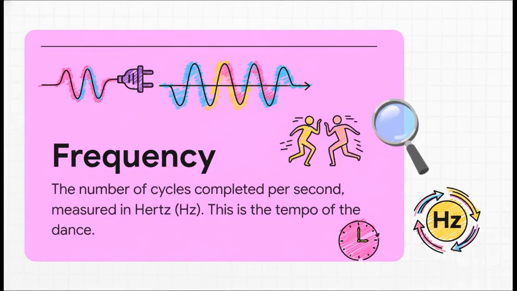Next is frequency. This tells us how many of those back and forth cycles we just saw happen every single second. We measure it in hertz, or Hz. So if amplitude is how big the moves are, frequency is the tempo, the speed of the dance. Here in North America, the power in your outlets is dancing at a very quick 60 hertz. That's 60 full cycles every second.